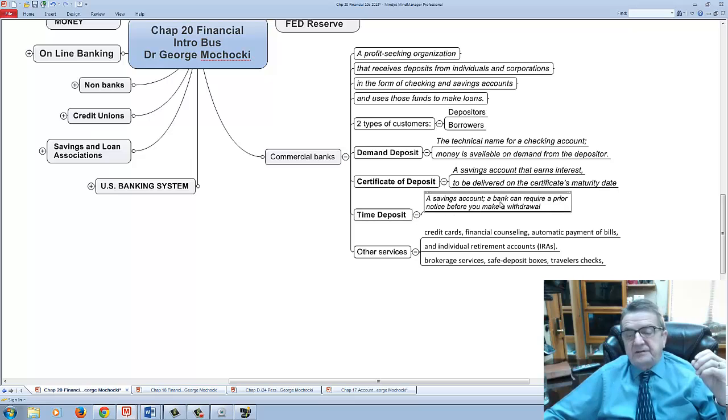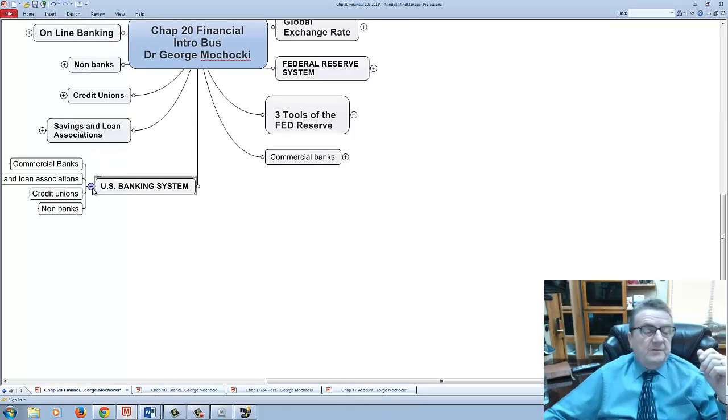Okay, time deposit, savings account. The bank can require prior notice before you make a withdrawal. And other services. Those are my commercial banking, U.S. banking systems. You have commercial banks, credit unions, non-banks.